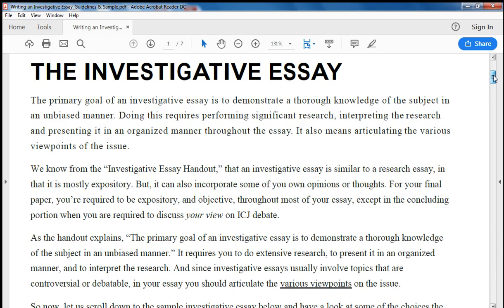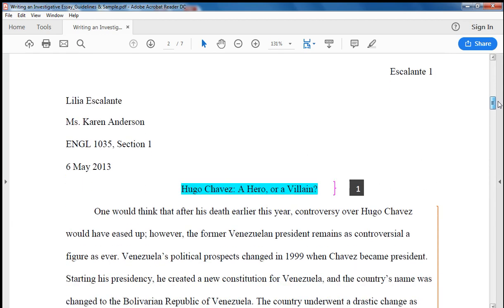So let's take a closer look at the sample essay, particularly the choices that the writer made in structuring the essay so that it flows logically and is easy for the readers to move through. Also, what the writer did to ensure that the essay is balanced, giving an equal amount of attention to both sides of the debate or issue. In addition to the structure, we'll also see how the writer manages to remain neutral or objective, as you are required to do in your investigative essay assignment, except for when you reach your concluding paragraphs.